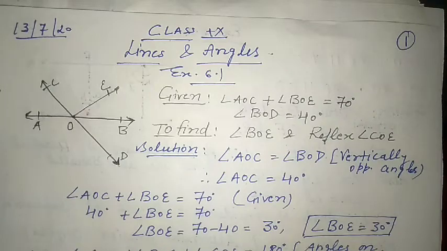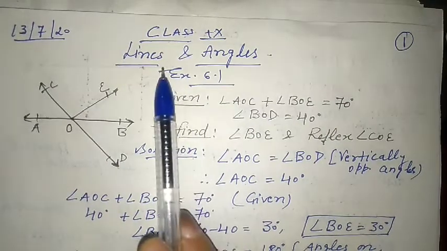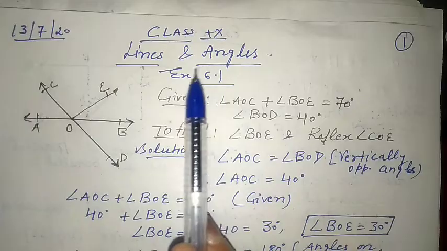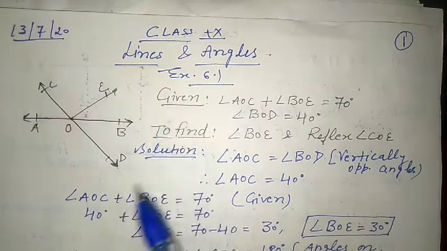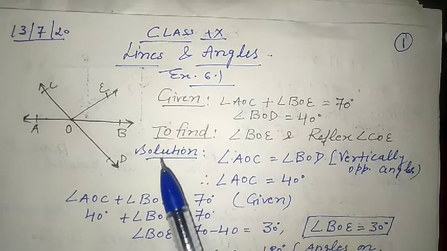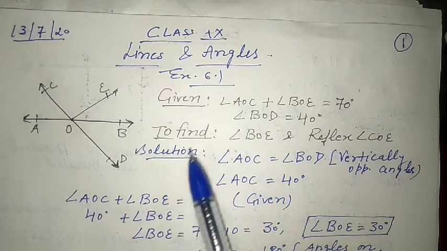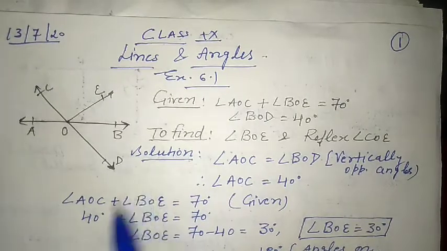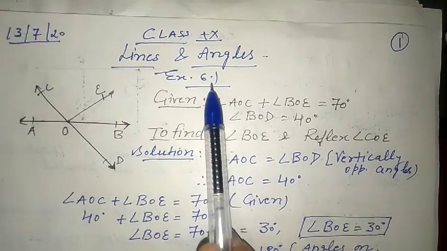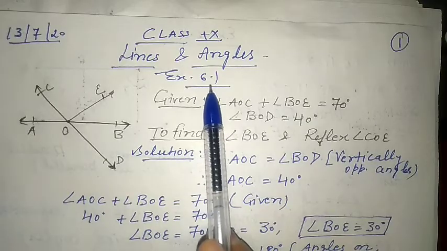Hello everyone. We are going to discuss the chapter Lines and Angles. In the live session we already discussed the introduction of the chapter, parallel lines, and the various types of angles that we are going to use in this chapter. So now we are going to start the problems from NCERT exercise 6.1.